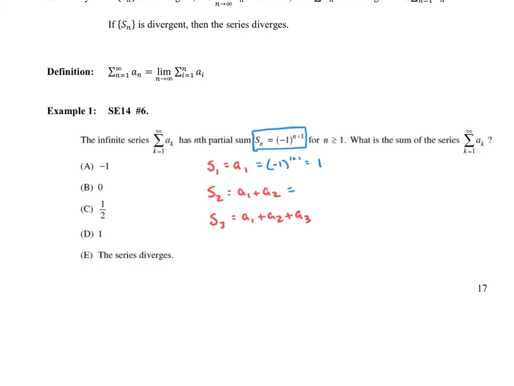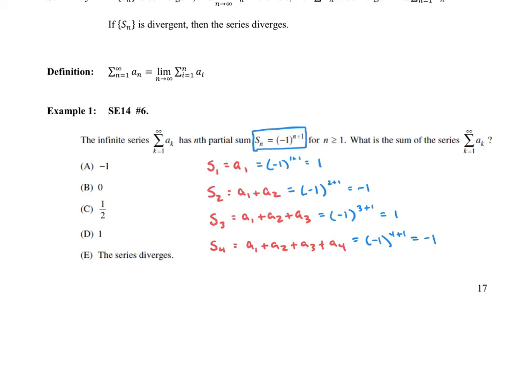S sub 2, so the second partial sum, we would then use our formula, and we would get negative 1 to the 2 plus 1, which is negative 1 to the third, which is negative 1. Then we have the next one, which is negative 1 to the 3 plus 1, which is negative 1 to the 4, which is 1. We could do the fourth one. I'm not going to continue here too much, but I want you to see the pattern. This one is going to be negative 1 to the 4 plus 1, which is negative 1.